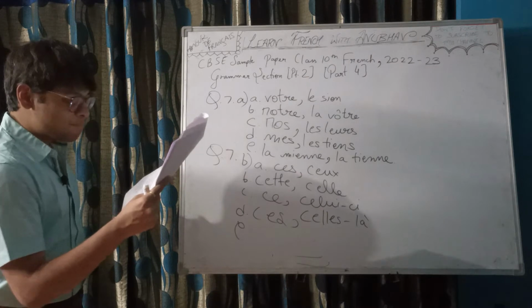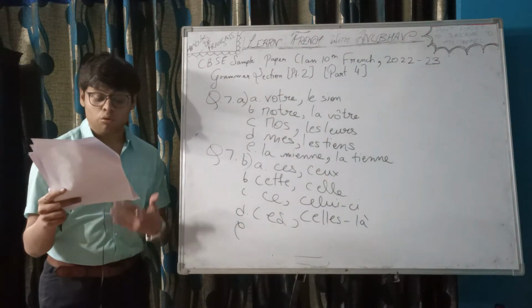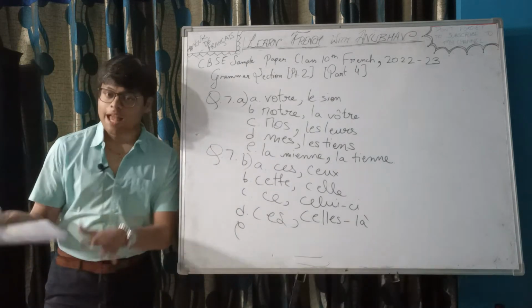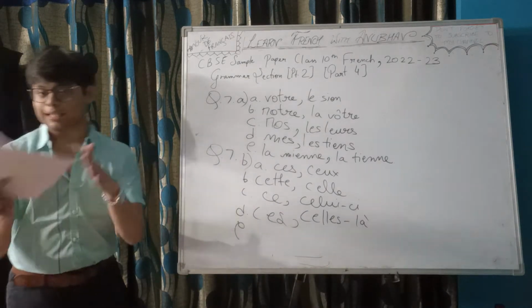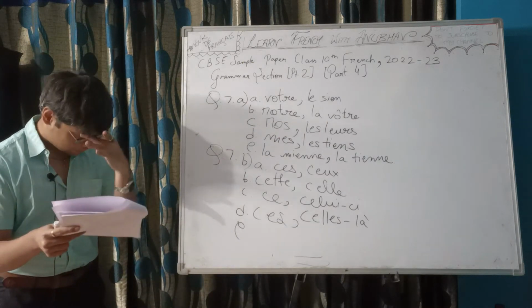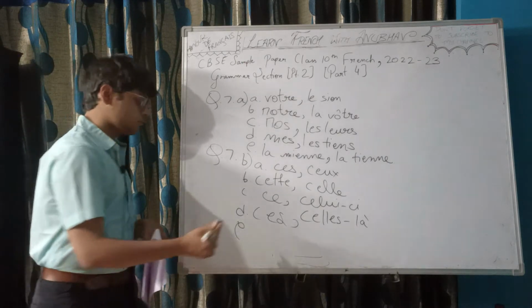Last one is pretty easy. De quel garçon parlez-vous? About which boy are you speaking? This one here or that one there? Celui-ci ou celui-là? Easy. Garçon, masculine singular. So celui, celui-ci ou celui-là?